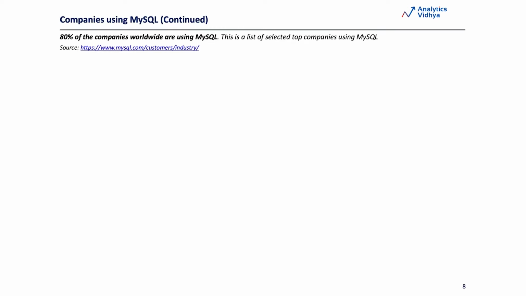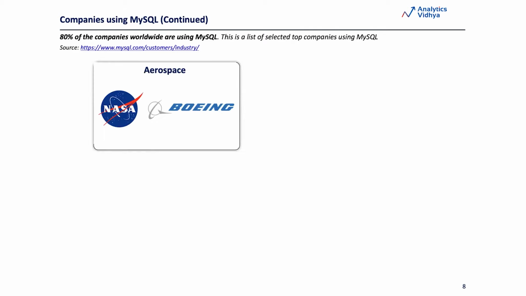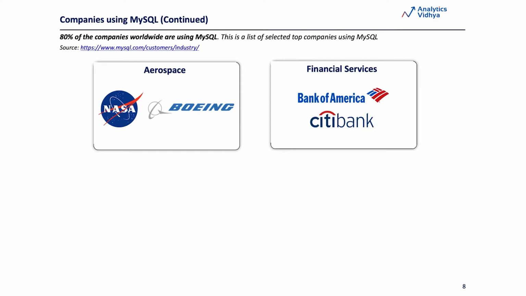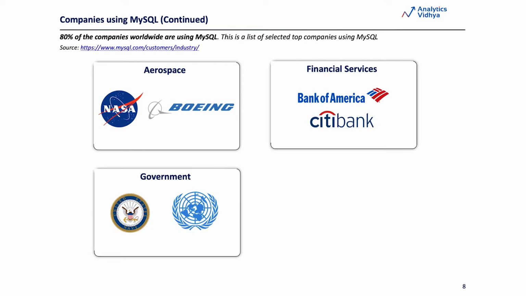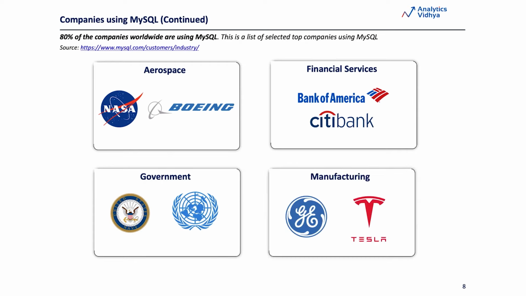Let's look at some of the companies using MySQL. In fact, 80% of the companies worldwide are using MySQL. And this is a list we have curated for you of the top companies in each sector using MySQL. So you have NASA and Boeing in aerospace, Bank of America and Citibank in financial services, US Navy and United Nations in government, General Electric and Tesla Motors in manufacturing.